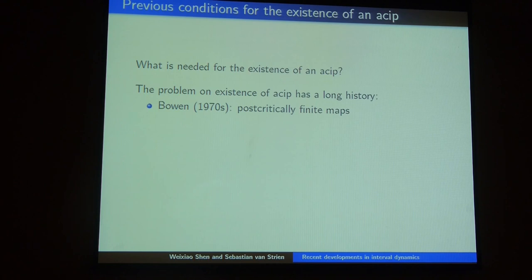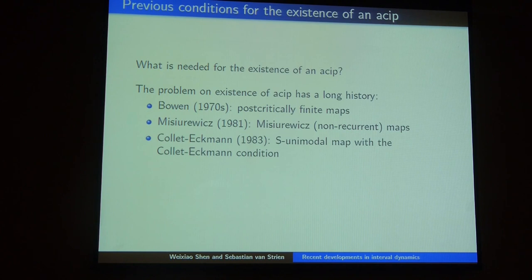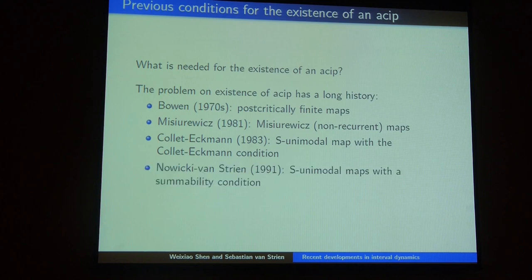So let me talk about the existence of ACIPs. What is needed for the existence of an ACIP? This problem was studied by many people. For example, there are results by Bowen in the 70s for the simple case when the post-critical orbits are finite. Work was done by Lyubich and by Nowicki-van Strien, and by Rees, for the case when the critical set is non-recurrent. For unimodal maps, better results are known, such as the result by Collet-Eckmann and the Nowicki-van Strien result.